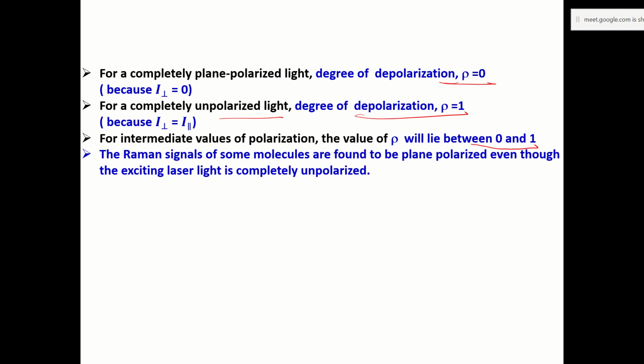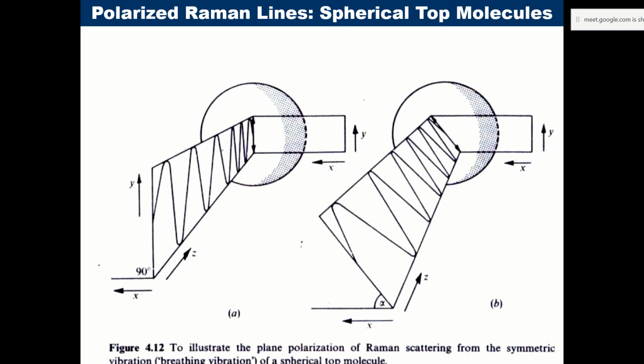So it has been found that Raman signals of some molecules, not all, are plane polarized, even though the exciting laser light is completely non-polarized. So आपने normal जो light होती है उसको use किया without any polarization, and just scattering के बाद जो signal मिला उसमें आपको you are observing polarization. So how is this happening and under what conditions?